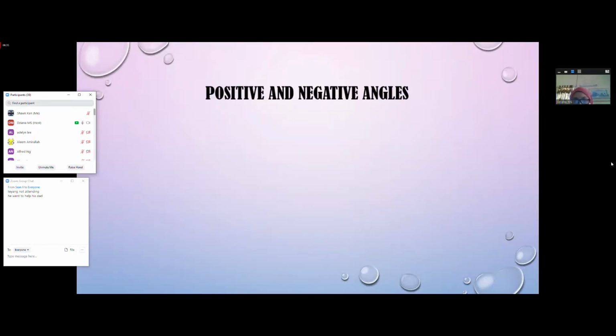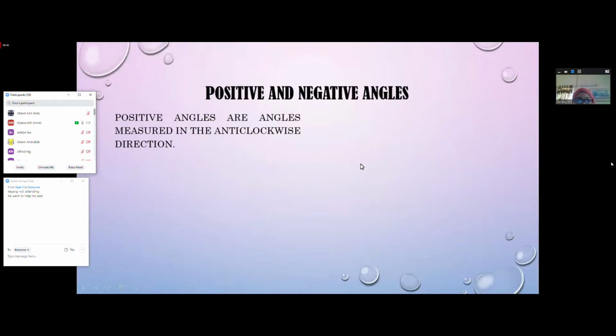Have you learned about positive and negative angles before? Yes, right, in your maths. Okay, for positive angle, angles are measured in the anti-clockwise direction. So when you have the Cartesian plane, you start from the x-axis and go anti-clockwise like this one. So this is a positive angle. Always start from the x-axis for a positive angle, anti-clockwise like this. So for example, if I measure this one as 70 degree, it's 70 degree positive.